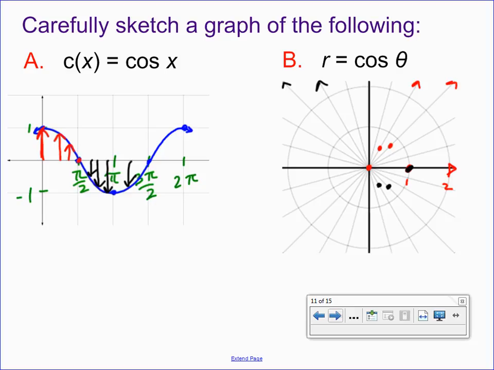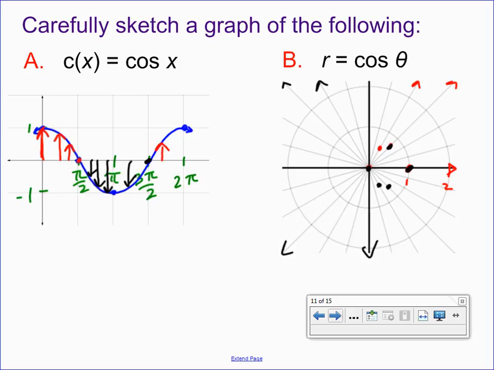So 5 pi over 4, cosine of 5 pi over 4 is negative root 2 over 2, and that's about negative 0.7. So in the 5 pi over 4 direction, I want to go negative 0.7. Oh, there it is again. 3 pi over 2, and now we start seeing the pattern. So 3 pi over 2 would be in this direction. I want to plot 0 in that direction. Now we're back to positive function values corresponding to positive r values, right?